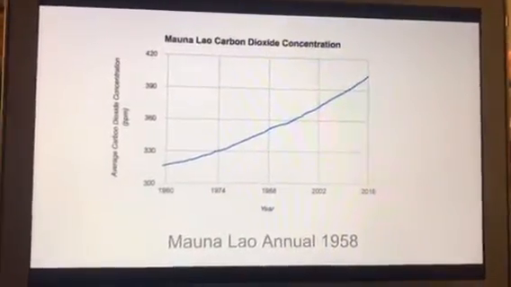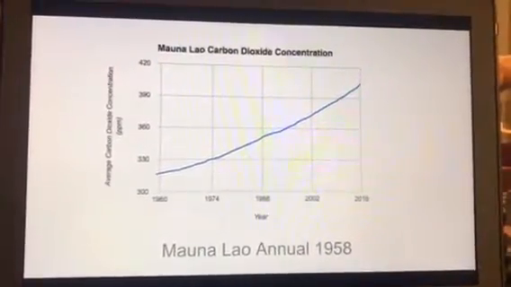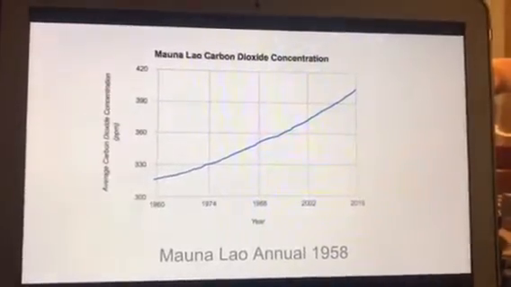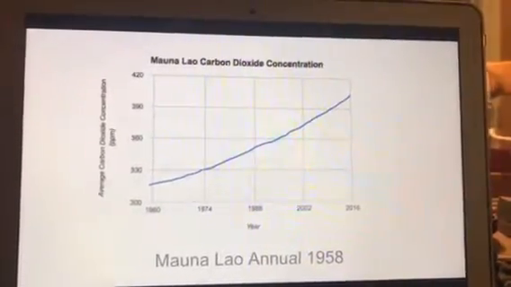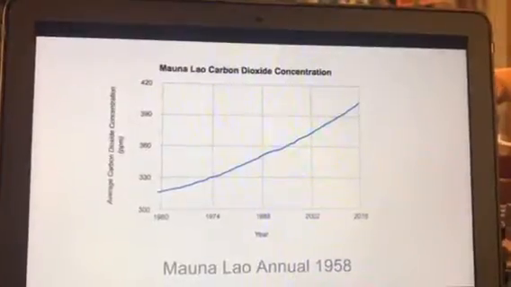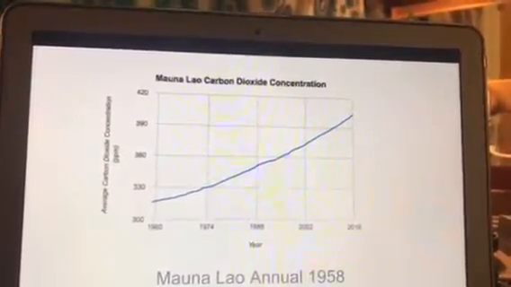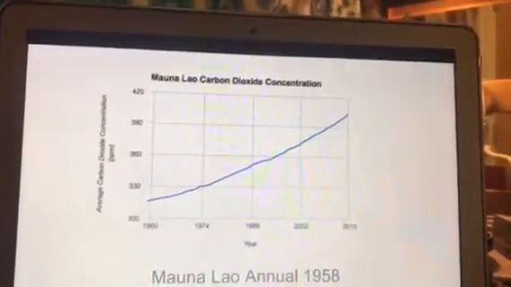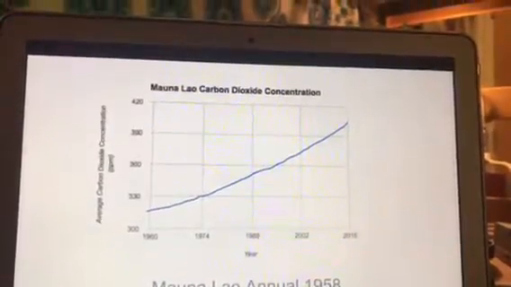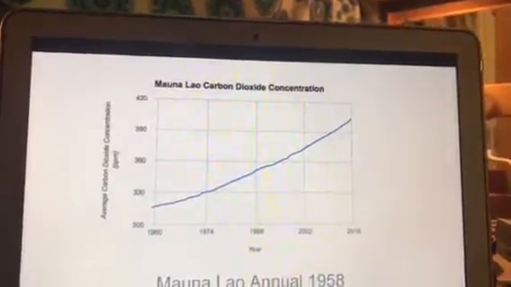Okay, so this first graph is the Mauna Loa carbon dioxide concentration. This measures the average carbon dioxide concentration in ppm, parts per million, over the course of 57 years. Carbon dioxide is measured here because there is almost no pollution in Mauna Loa.